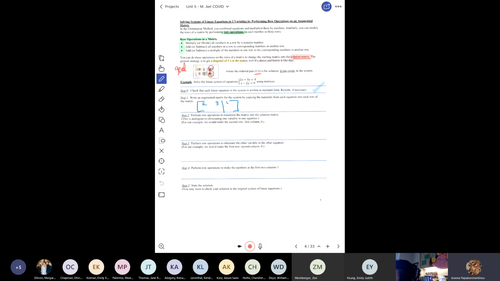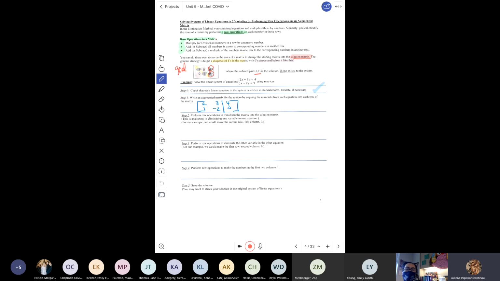2, 3, 4, 1, -2, 9. Now I will tell you, if any one of those variables is missing, you put a 0 as a placeholder. You can't have an empty space in a matrix. You have to have a placeholder. If nothing's there, it's 0.